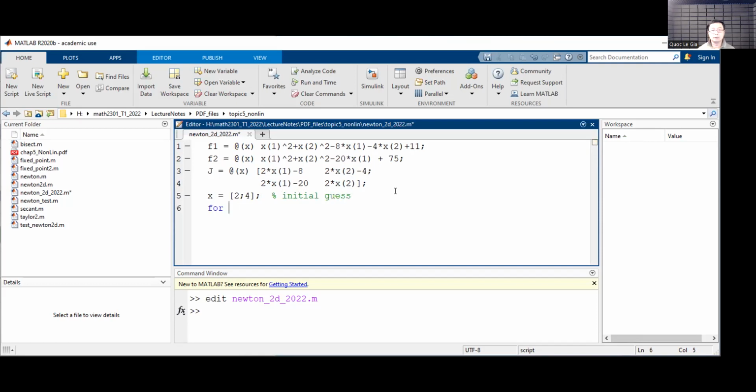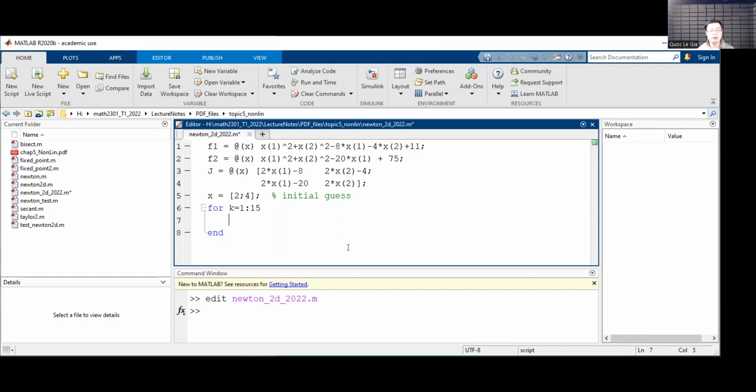Then I just do the iterations, from 1 to, say, 15 iterations. You can define what number of iterations you want, but let me just make it 15. And then I do exactly the algorithm.